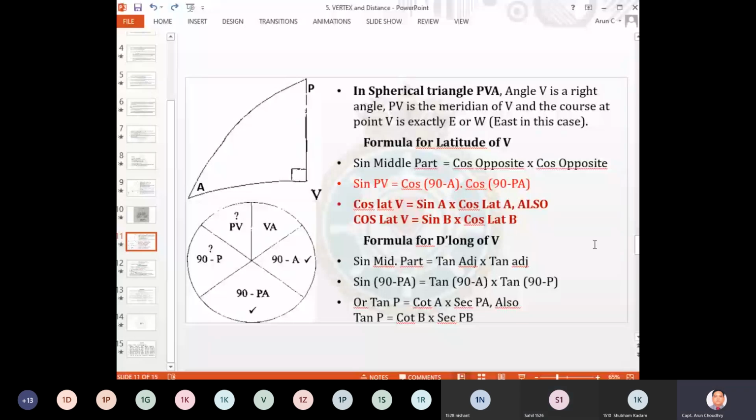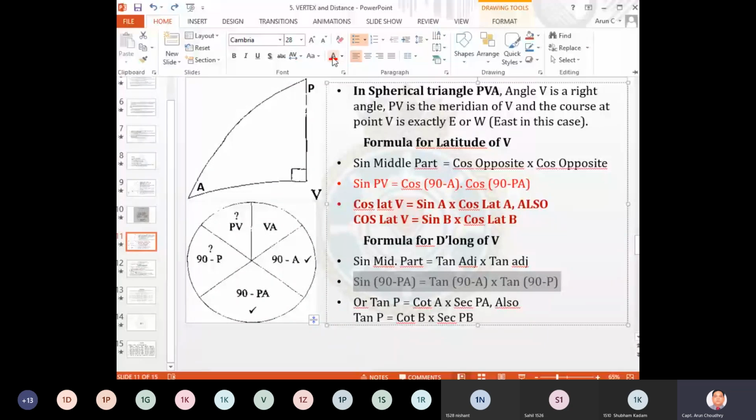Yes, sir. Everybody okay now? So that is what is written here. Sine of the middle part, which is this 90 minus PA, we are considering as the middle part now. So sine of this will be tan of 90 minus A into tan of 90 minus P. And that is what this formula written here says, which I am just highlighting now.